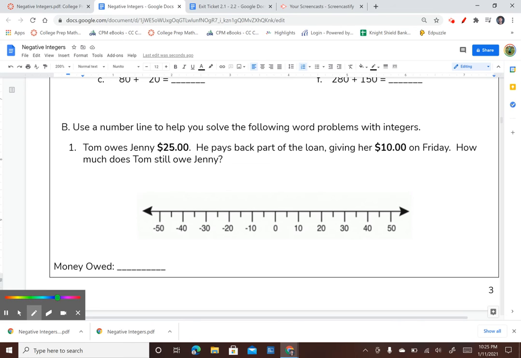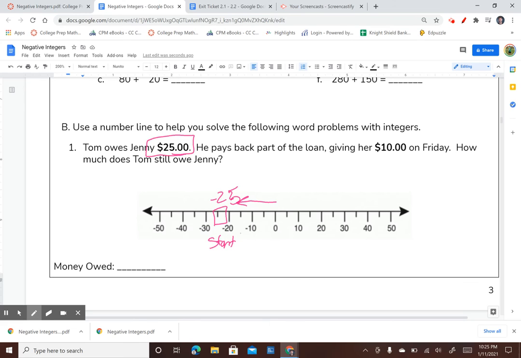So in this first problem, for example, we see Tom owes Jenny $25. So think about if you owe somebody money. Is that going to put you in the negative or is that going to put you in the positive? It's going to put us here in the negative, in this case at negative 25. So that's our first move.